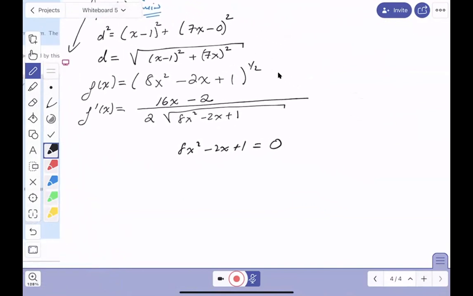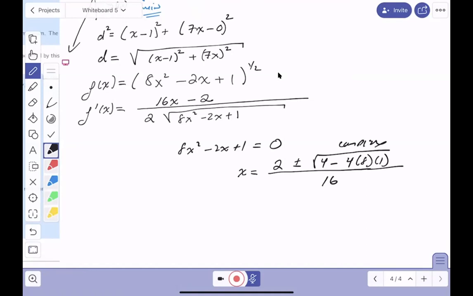Let's go through that. So I'm going to put this over here. And I'm worried about it. So x equals, let's see, opposite of the b, right? That's 2 plus or minus the root. Let's see, b squared would be 4 minus 4, a is 8, and c is 1. What do you know about this thing? It's complex. So this does not need to be worried about.